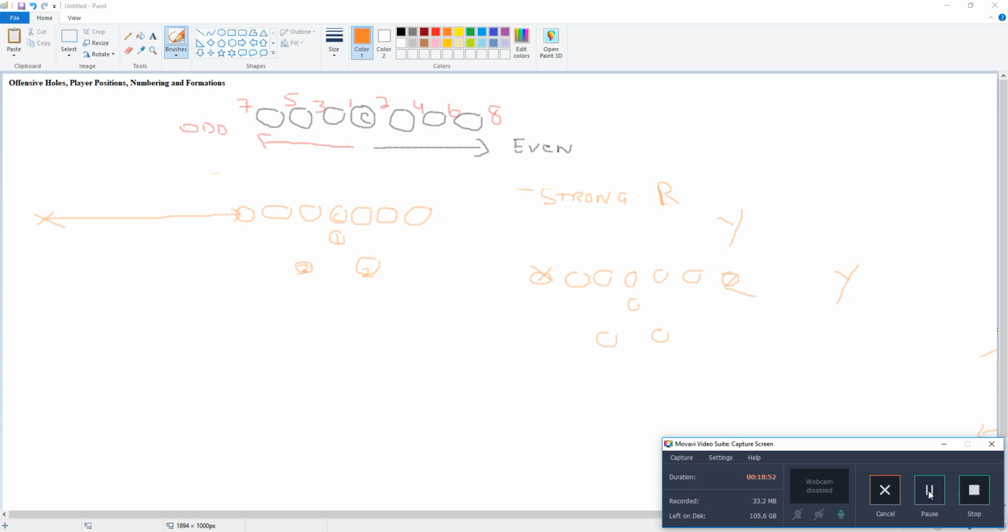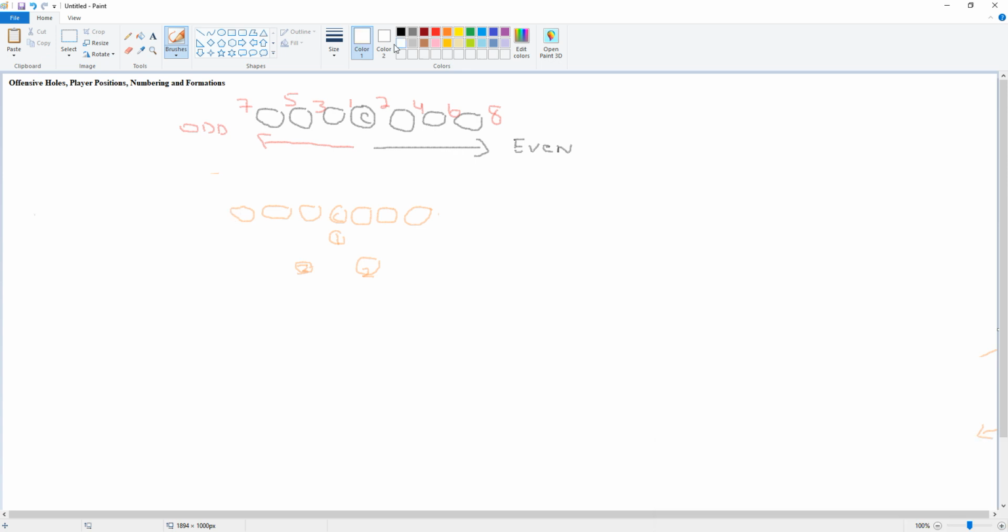Okay, another formation. I'm going to erase one more guy here. Okay. Twins. Means we're going to have 2 receivers on one side. So, X and Y are always going to be together. So let's do twins right.